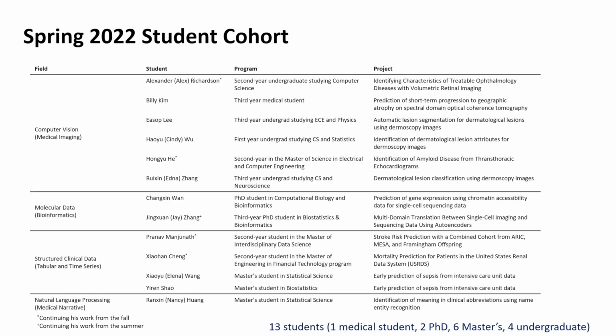Our current cohort, which is the spring 2022 cohort, has 13 students. We have 1 medical student, 2 PhD students, 6 master students, and 4 undergrads. You can see the roster of projects. We have a number of projects in computer vision, 2 projects in bioinformatics, 4 projects in tabular and time series, including electronic health records. And this semester, we had 1 student interested in natural language processing. Some of the students are continuing either from last fall or from the summer last year.